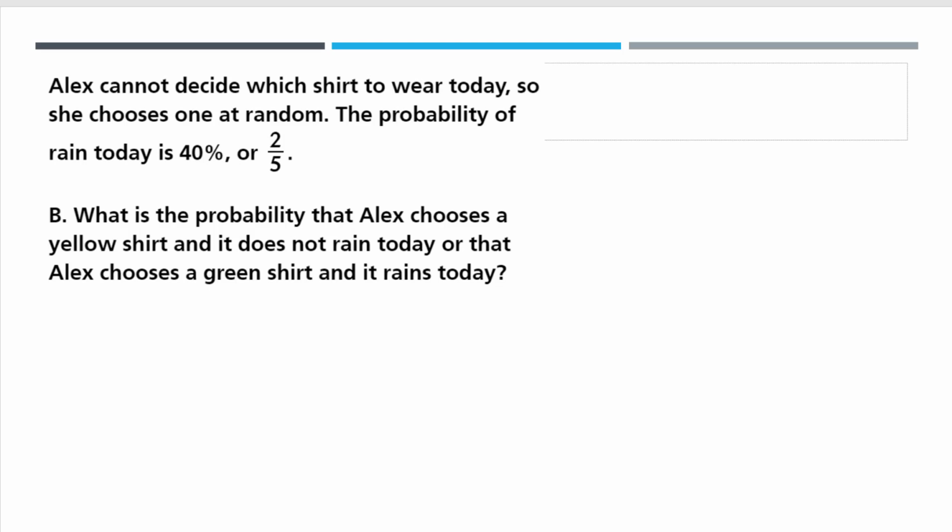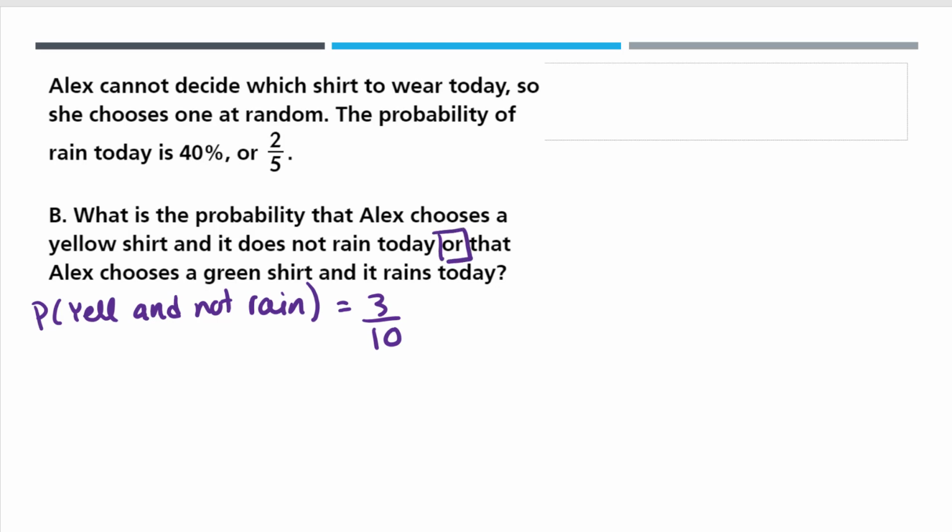So same setup of the question. Alex cannot decide which shirt to wear today, so she chooses one at random. The probability of rain today is 40%. What is the probability that Alex chooses a yellow shirt and it does not rain? So that's what we already found. So the probability of yellow and not rain, we just found that to be 3 over 10.